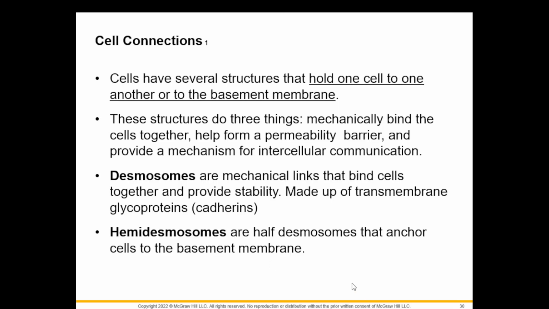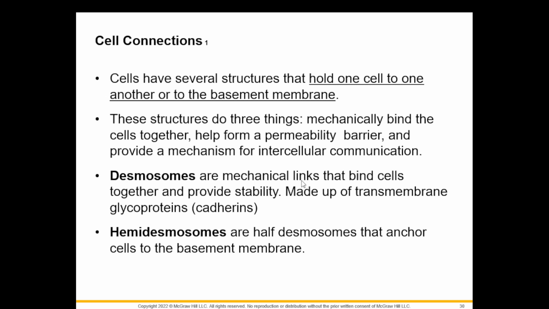Now, we mentioned that epithelial cells have little to no extracellular matrix. So what keeps the cells in place are your cell connections. They hold cells next to each other, or anchor the cells to the basement membrane. Basically, they do three things. They bind cells to each other, they form a permeability barrier, and they are important for communication, which you'll understand more as we discuss them one by one. The first two types are desmosomes and hemidesmosomes.